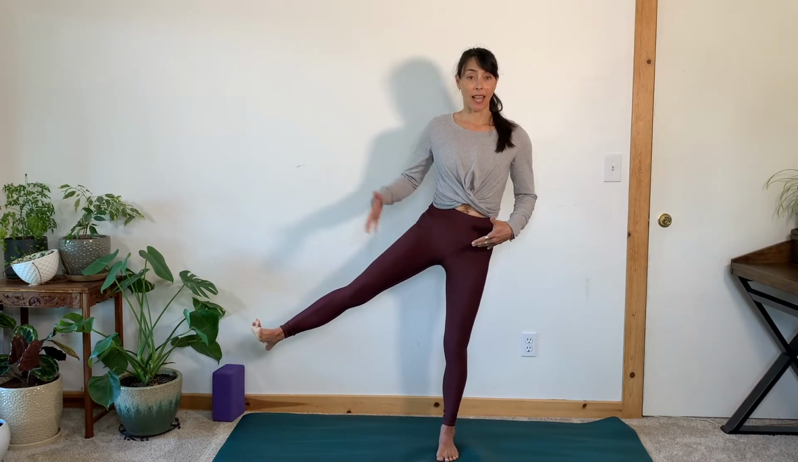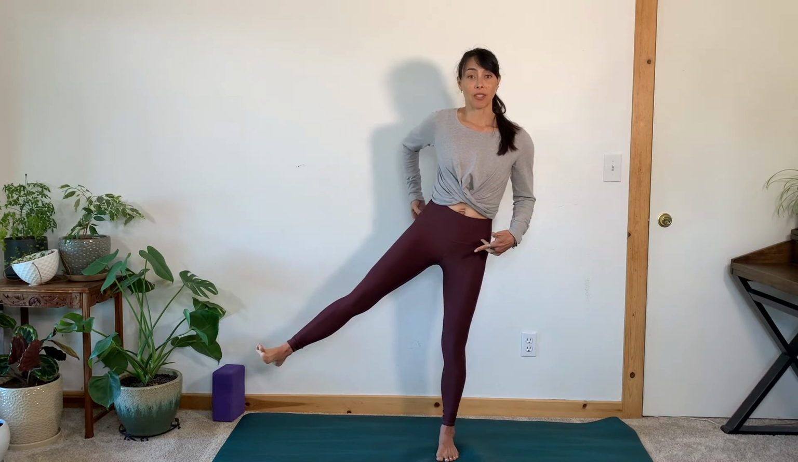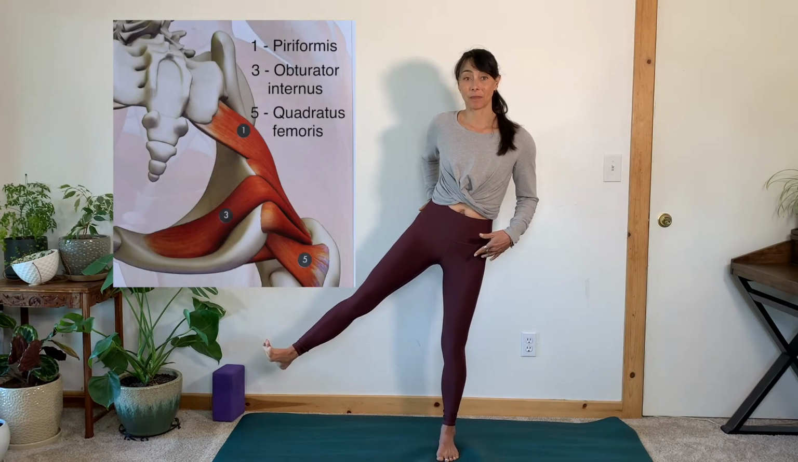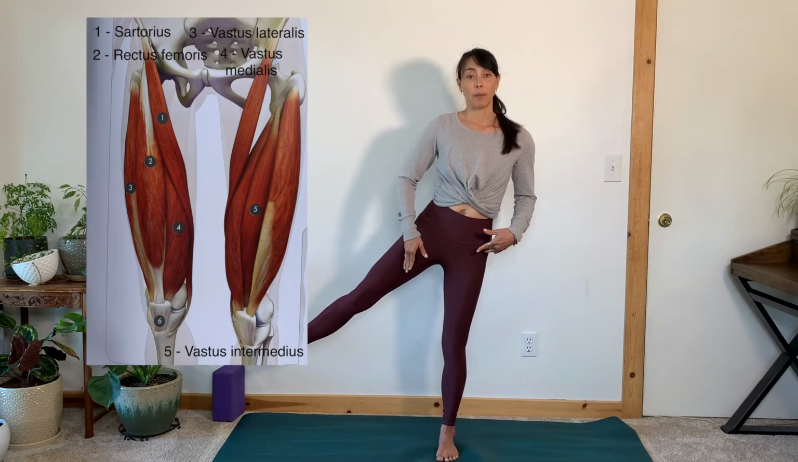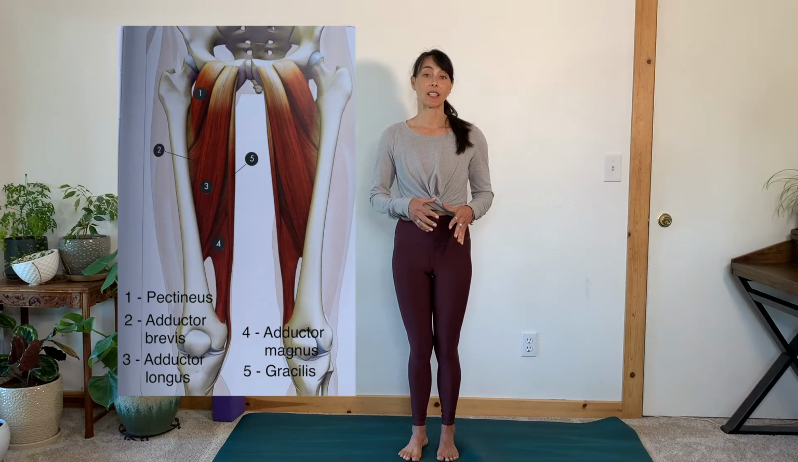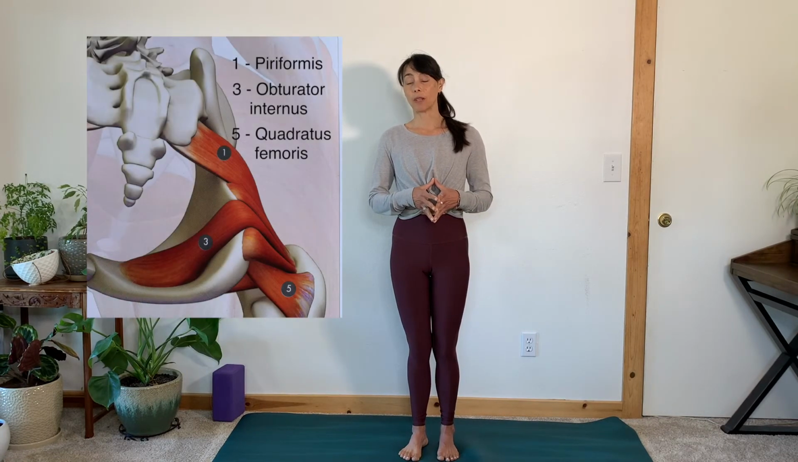The next set of actions we're going to look at are abduction and adduction. Abduction is where we take the leg out laterally towards the side, and adduction is where we bring it back in towards the midline. So as we extend the leg out towards the side in abduction, we have these muscles, gluteus maximus, tensor fasciae lata, piriformis, and sartorius engaged in that action. And as we draw the leg in, adduction, we have our adductors working, adductor magnus, adductor longus, gracilis, as well as quadriceps femoris.